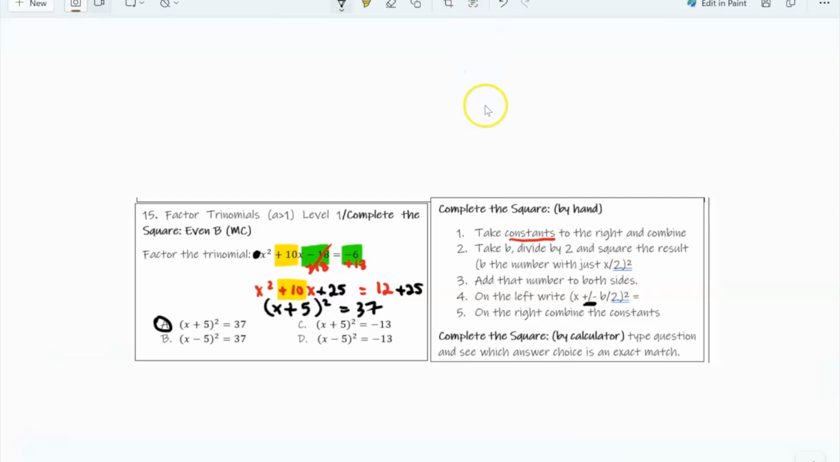So doing it by hand is just as easy. The first step is to make sure all the constants are on the right, combine them. Then you're going to take the one with the variable with just x. You're going to divide it by 2.